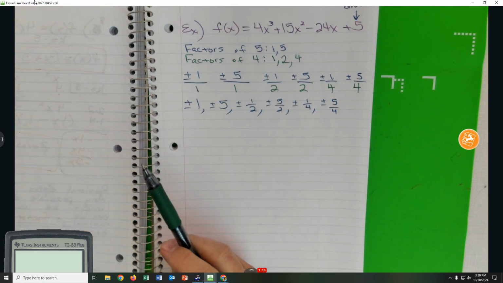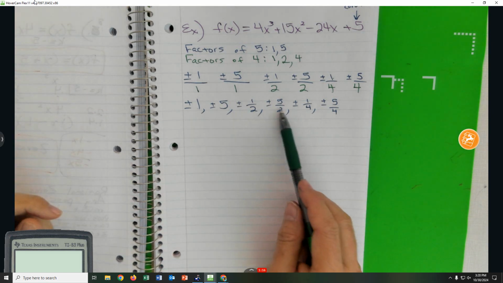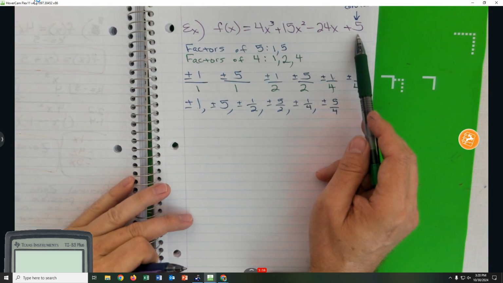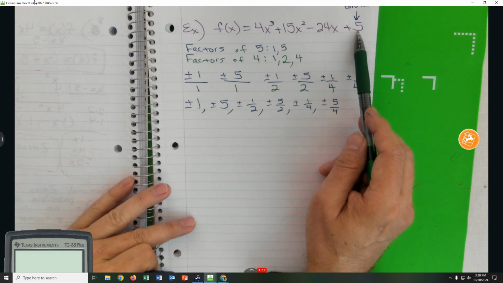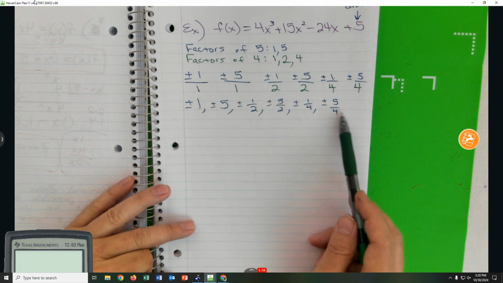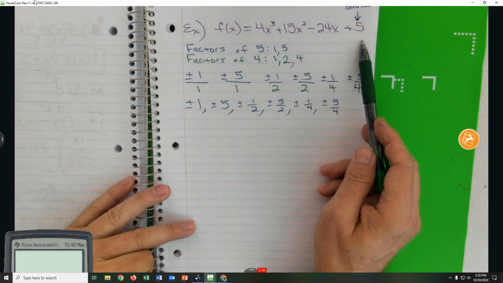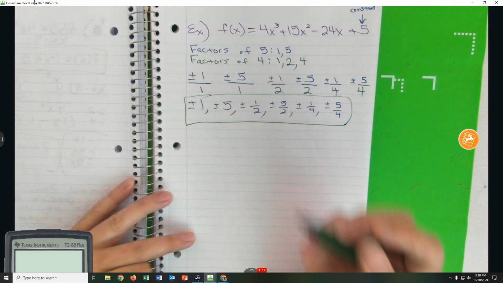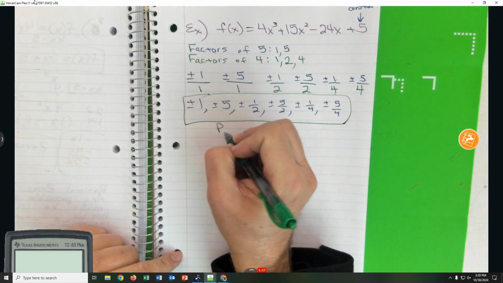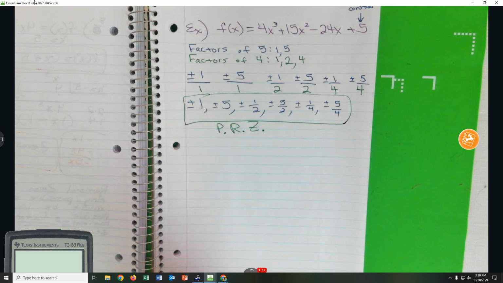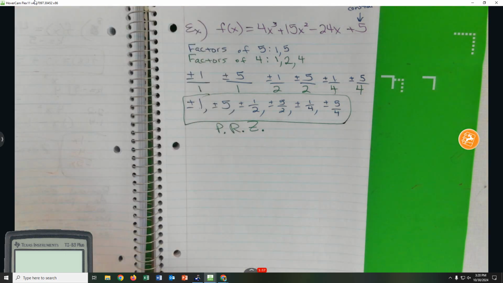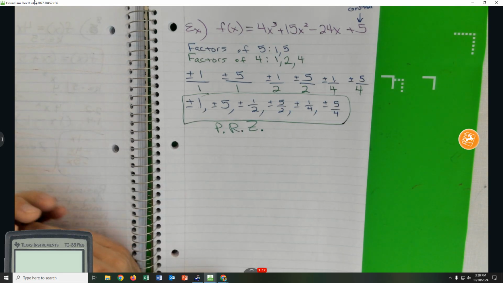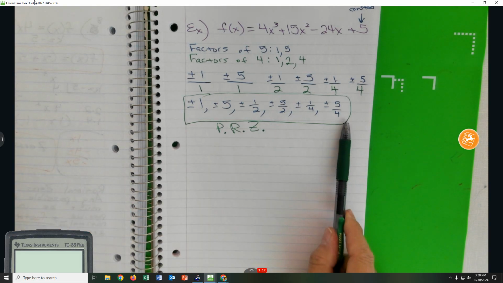Out of infinitely many numbers in all the world, 2, 4, 6, 8, 10, 12. There are 12 possible numbers that could possibly make the function equal 0. So if you don't know a 0, get started. Start going through. Find a number here that makes that thing equal 0. As soon as you do, you can use synthetic division. But these are the numbers that could possibly make the function equal 0. We call them our possible rational zeros, or PRZ. That's what the rational root test does. It gives us a list of numbers that could possibly be zeros.